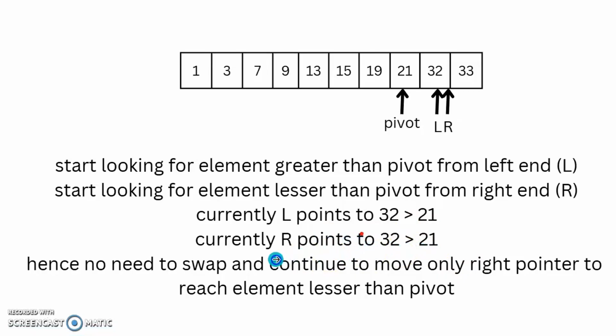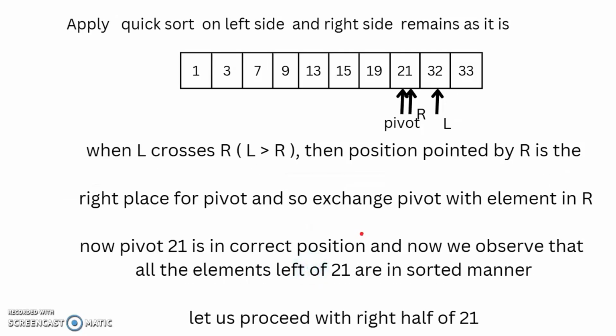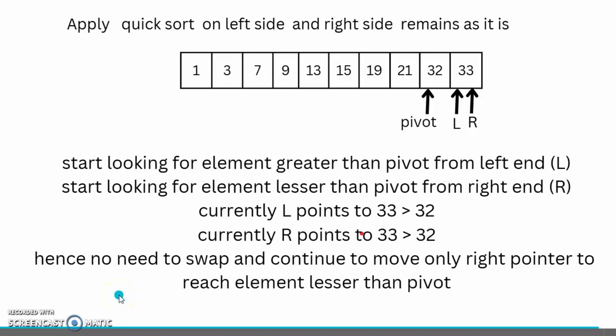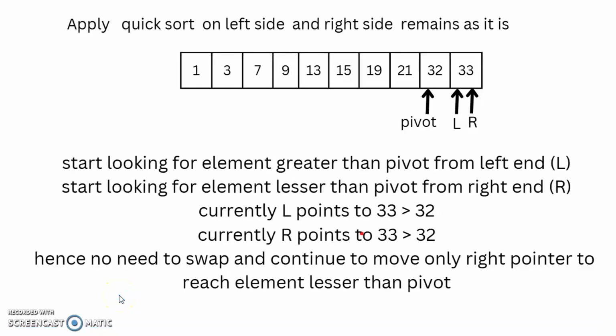As we are looking for a value lesser than 21 from the right side, there is no need to swap, and we continue to move only the right pointer to reach the element lesser than the pivot. When you move the right pointer one step further, L crosses R. That means the position pointed by R is the right place for 21. So 21 is in the correct place now. Let us proceed with the right half of 21.